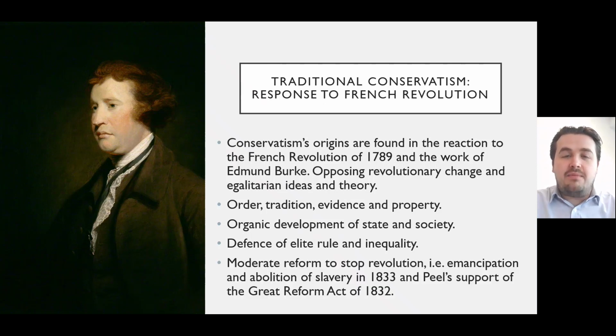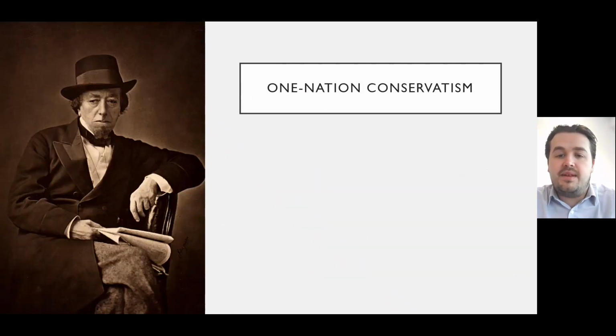And maybe some forms of moderate reform, not going too far, but they recognize over time, just like One Nation conservatives do as well, that you need to have some change eventually, because things just become out of date. So, for example, the emancipation and the abolition of slavery across the British Empire in 1833. And, for example, Prime Minister Peel's support for the Great Reform Act of 1832 as well, which essentially established the kind of constituency system that we have today. So eventually you will make some change in society.